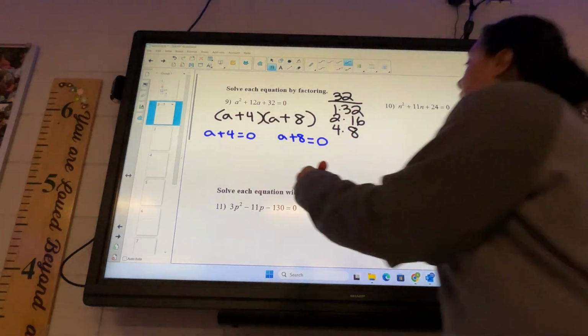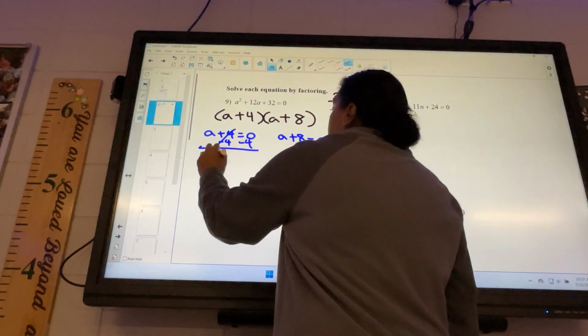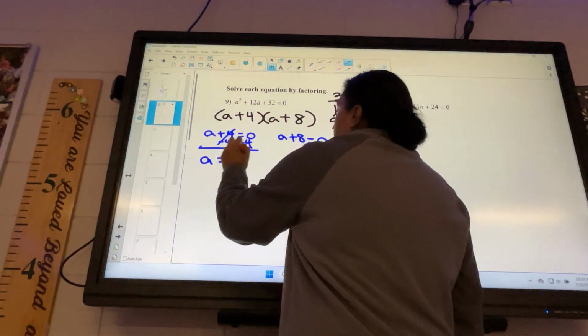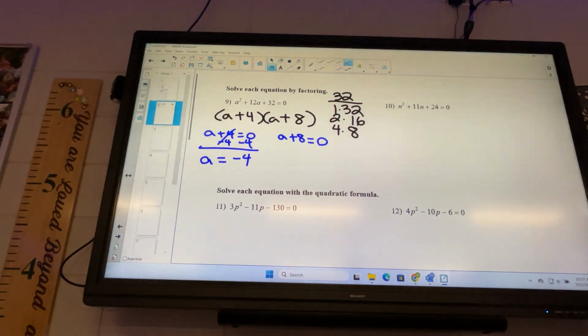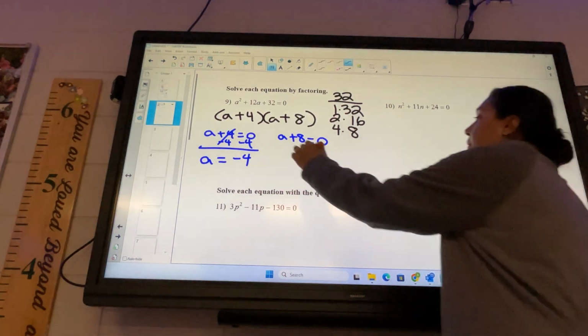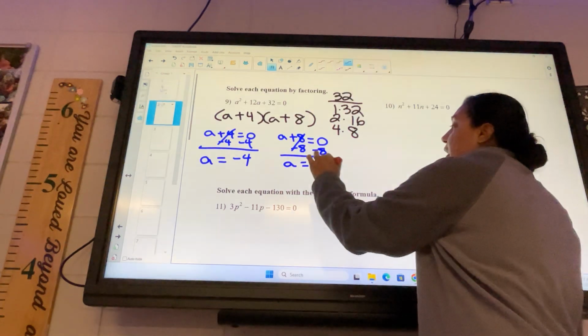Minus 4 on both sides. Okay, so minus 4 and minus 4. So we get A equals 0 minus 4, which is negative 4. Okay, how do I solve for the second one? Minus 8 on both sides. So we get A equals negative 8.